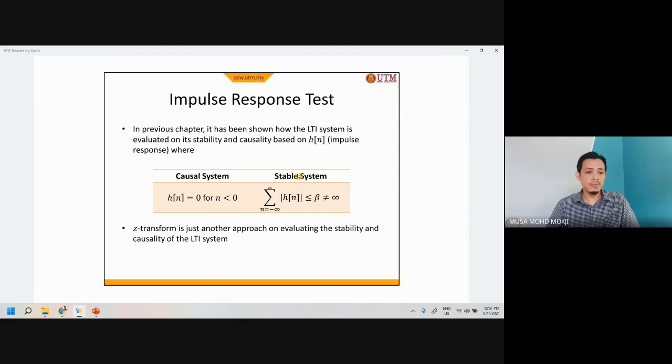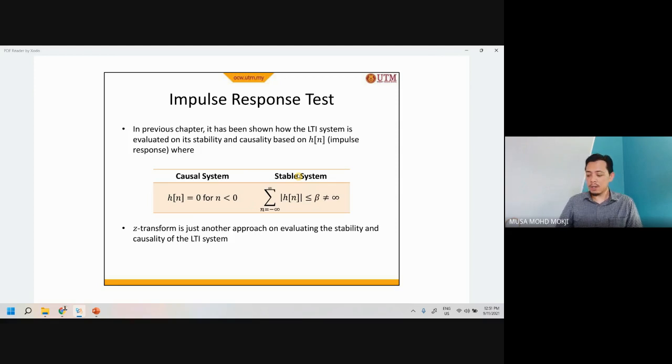If it is causal, okay. If it is not causal, you cannot implement it on an online system, on a live system. If it is an offline system, actually you can do it. A non-causal system is only for an offline system.